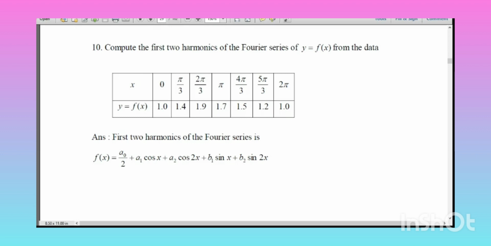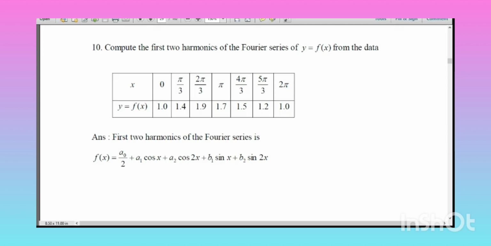N equal to 3. So a0 by 2 plus a1 cos x plus a2 cos 2x plus a3 cos 3x plus a4 cos 4x, etc., plus an cos nx, plus it may go to infinity. In the similar way, plus b1 sin x plus b2 sin 2x plus b3 sin 3x plus b4 sin 4x plus etc. plus bn sin nx, plus it goes to infinity. Okay.